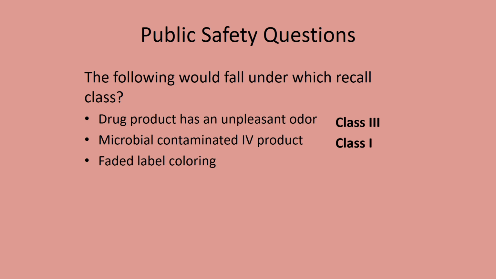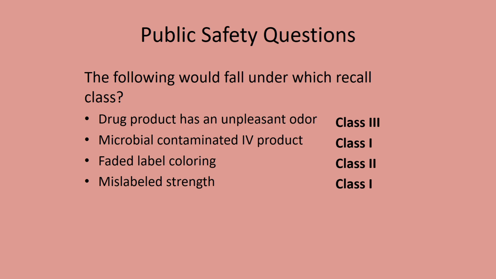Faded label coloring. Many drugs are distinguished based on the color of the label, font size, etc. In this case, it can lead to an error. They'll classify that as a class two. Mislabeled strength, definitely a class one.